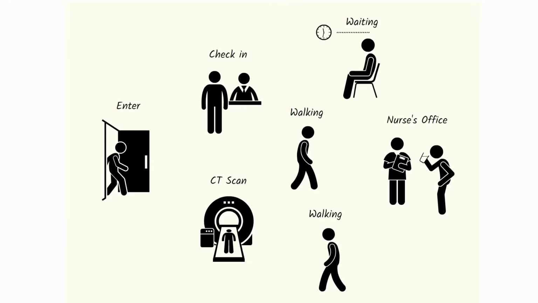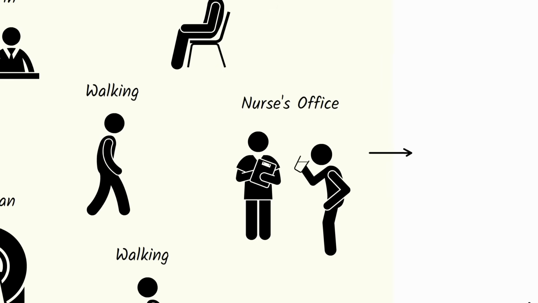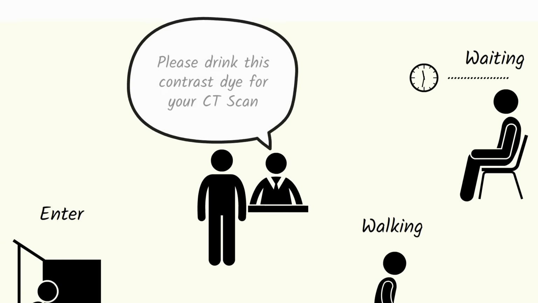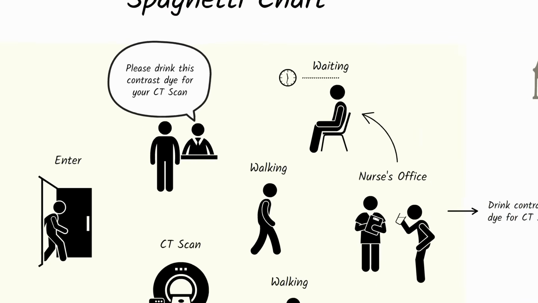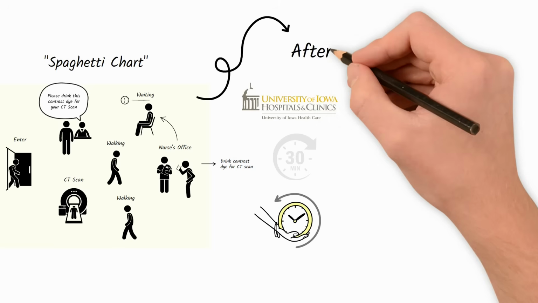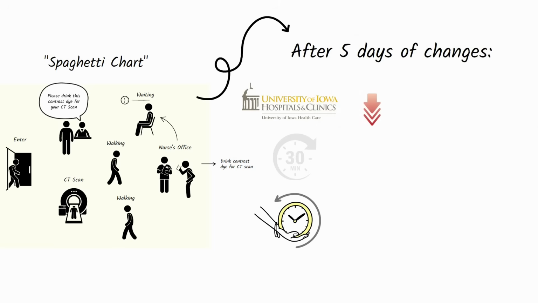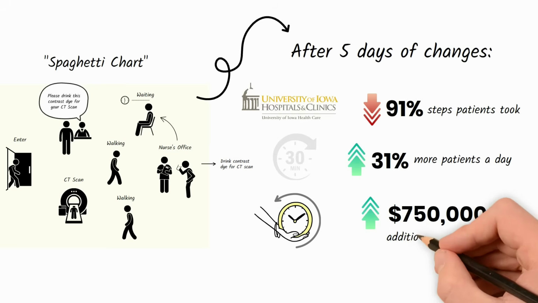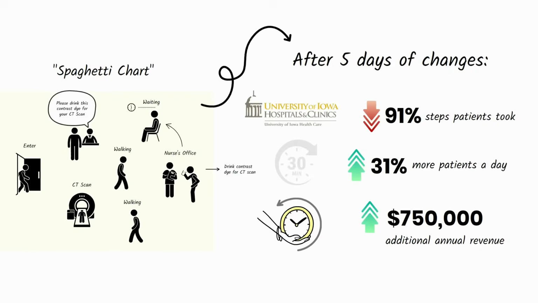For example, instead of having patients drink the contrast dye for CT scans in the nurse's office and then wait for it to go through their system, they gave it to patients at the check-in counter and eliminated over 30 minutes of needless waiting. In just 5 days of changes after seeing the spaghetti map, the University of Iowa Hospital eliminated 91% of the steps patients took, allowing the hospital to see 31% more patients a day and make an additional $750,000 in revenue a year later.